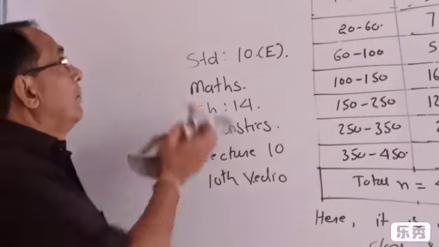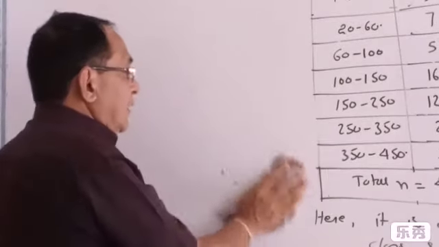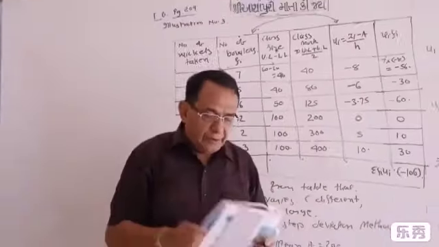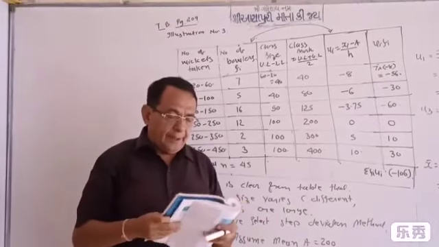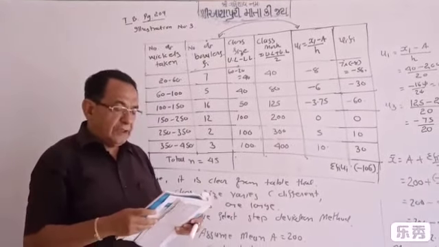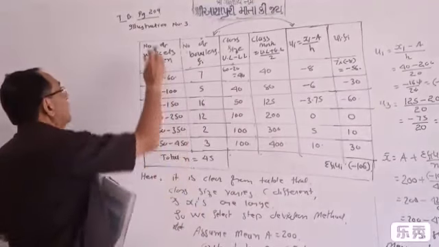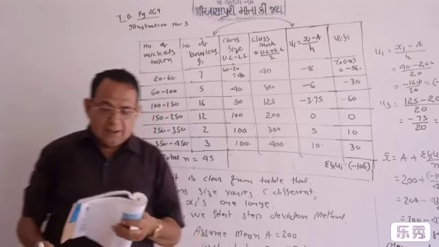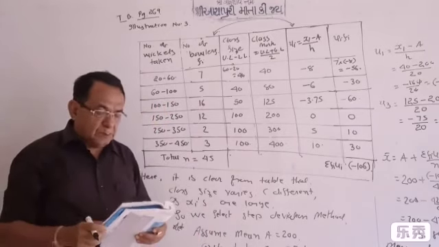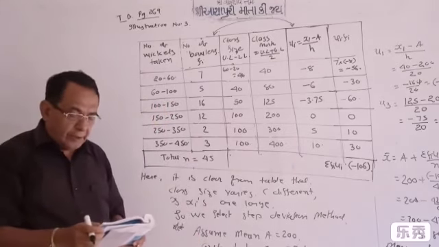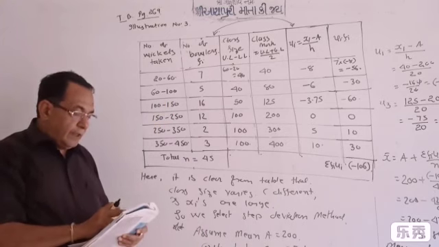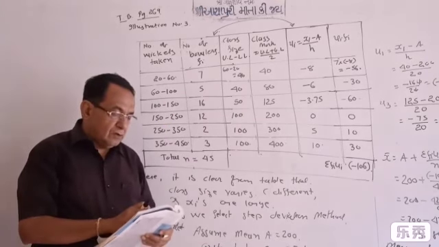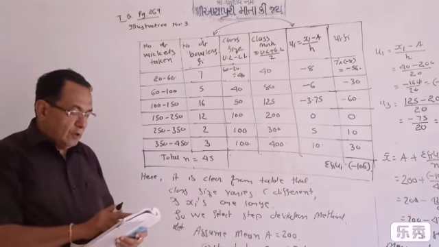Okay, textbook page number 269, not 205, example number 3. I'll just read it. The distribution below shows the number of wickets taken by bowlers in one-day cricket matches. Find the mean number of wickets by choosing a suitable method.